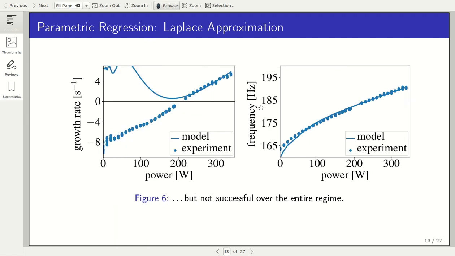If we now use this set of parameters and extend it to lower powers, to the thermoacoustically stable regime, we can see that our model is not as perfect as we thought in the first place, meaning that we cannot assume that parameters are constant for our very simple model.